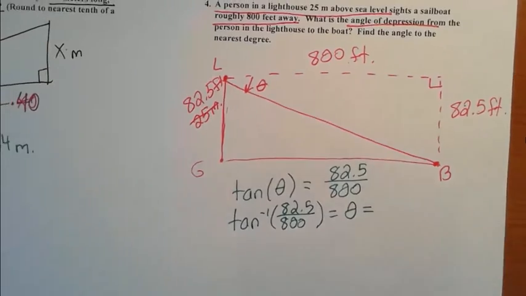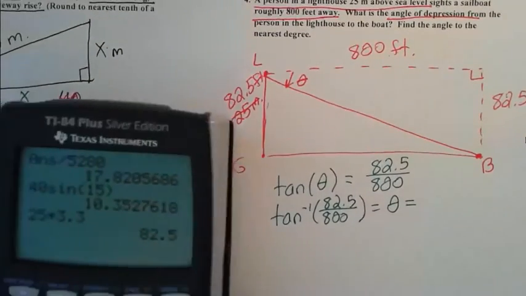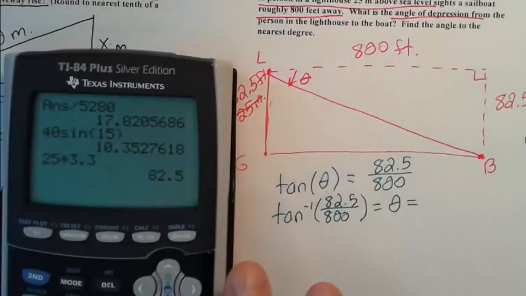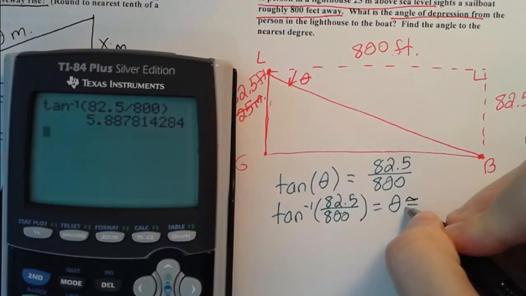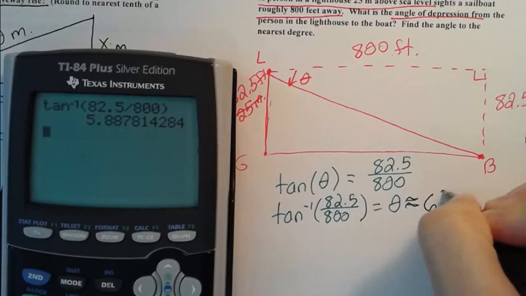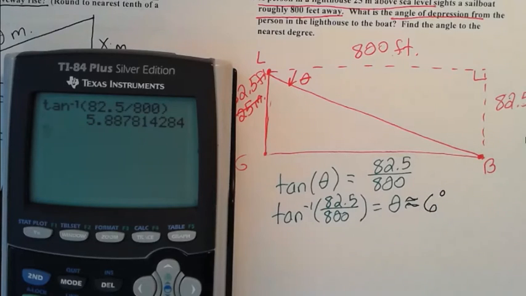So a reminder on how we can do inverse trigonometry. The steps will be pushing second and then tangent to get tan inverse. And then we just type in our opposite and adjacent side lengths as a fraction. And if we press enter, we get about 5.88. So we could say our answer is about 6 degrees for our angle of depression.